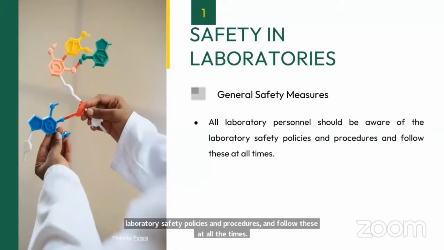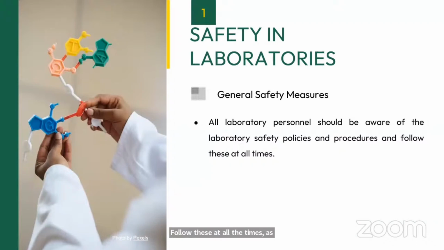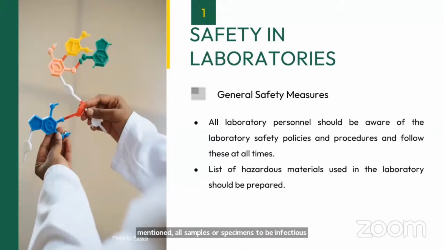As I have already mentioned, consider all samples and specimens to be infectious. Considering them infectious and hazardous, you have to handle them. A list of hazardous material used in the laboratory should be prepared. Apart from that, hazardous materials include chemicals and reagents; you may have acids, alkalis, glassware, and sharps in your laboratory. These are all hazardous materials. You will also have some gas cylinders.